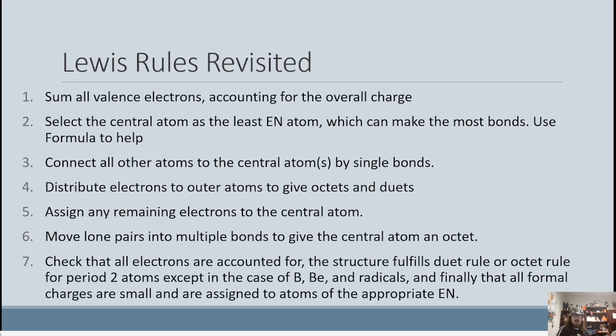Poke around at the exterior. We still want to make sure all electrons are accounted for. We still want to make sure the outer atoms achieve an octet or duet, and the inner atoms try to achieve an octet if possible, especially in the case of row 2. We want to keep all formal charges low and assign the charges to the atoms with the appropriate electronegativity.